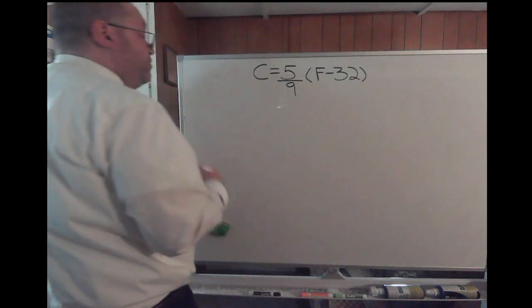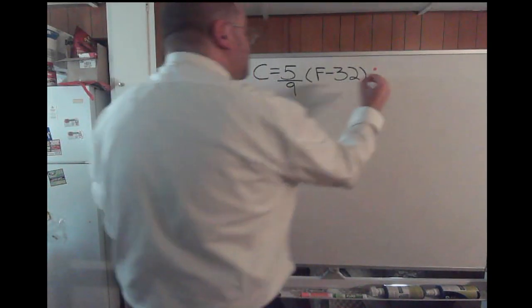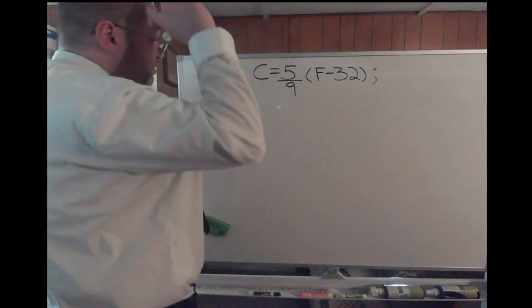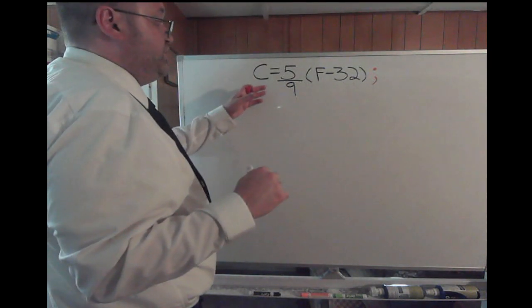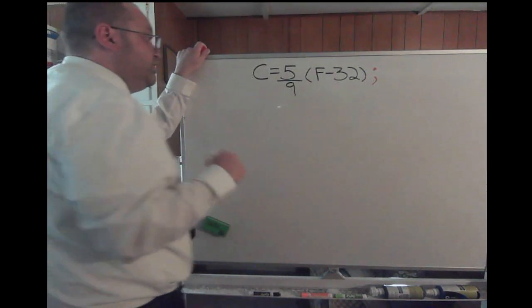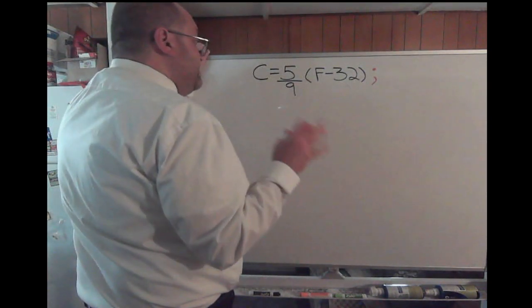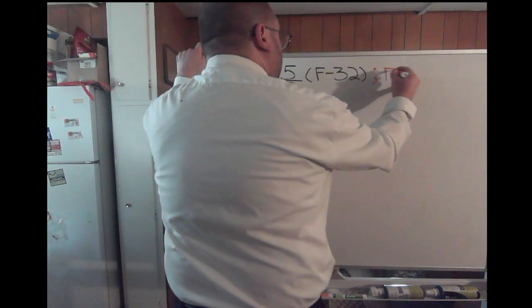So you've got the formula to convert Fahrenheit to Celsius. We want to solve for Fahrenheit. So what they want us to do really is convert this to Celsius to Fahrenheit. They want to switch it around. You can manipulate the formula to solve for F.